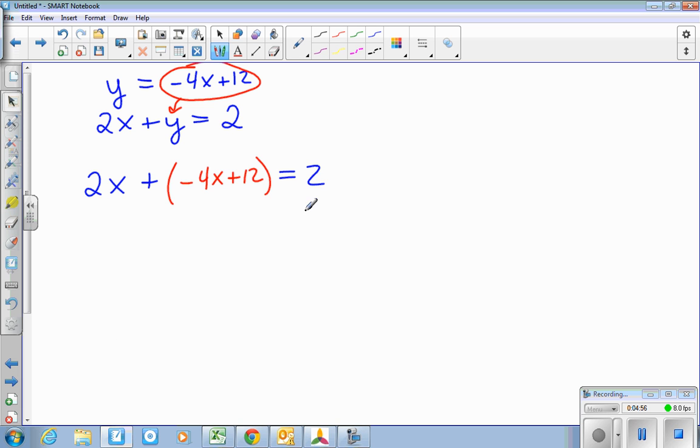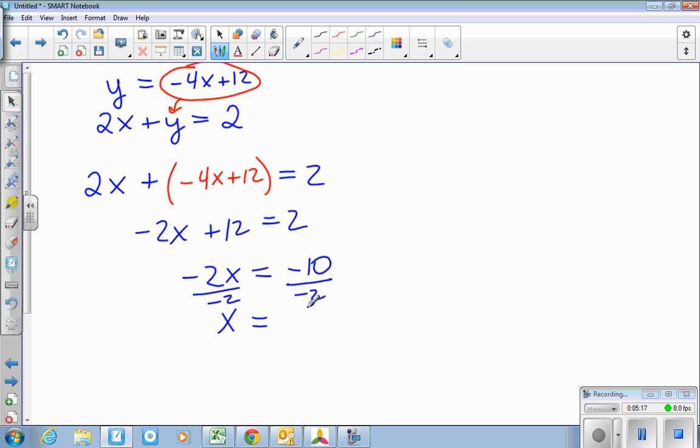Now solve for x. 2x minus 4x is -2x plus 12 equals 2. Subtract 12 from both sides. 2 minus 12 is negative 10. Divide both sides by negative 2. Don't forget that a negative divided by a negative is a positive, some of you are still making this mistake. So this is positive, x equals 5. But you're not done yet. You need an x comma y.